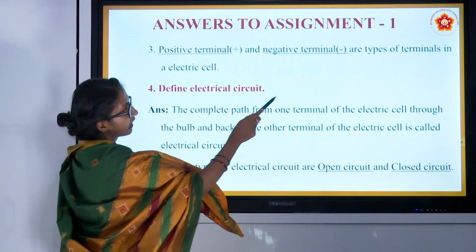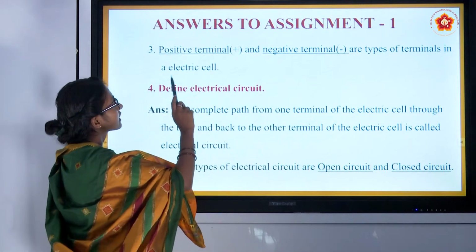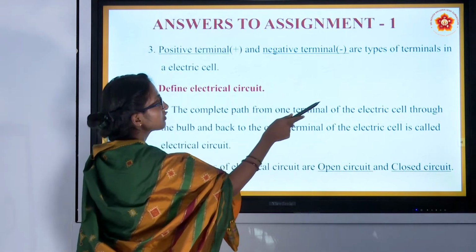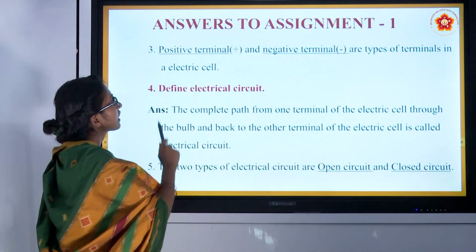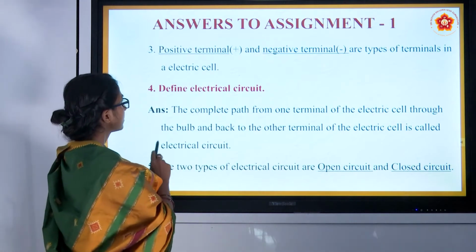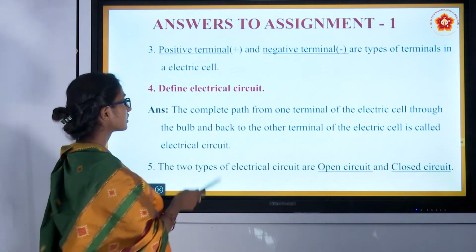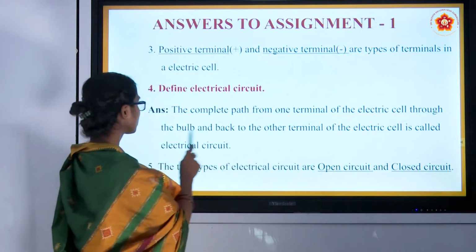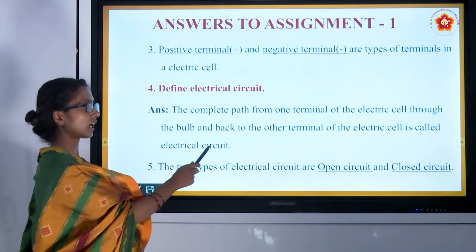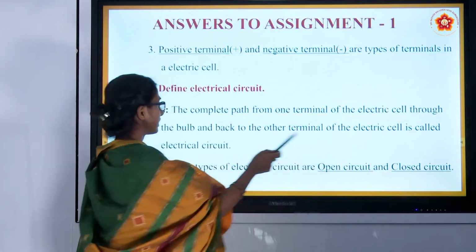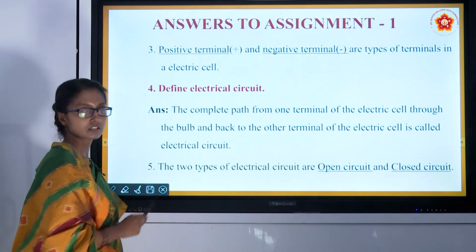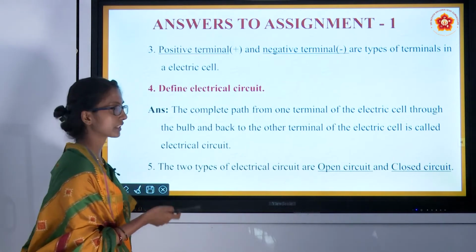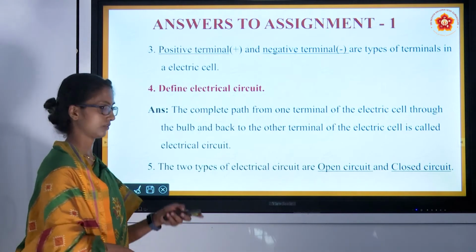Dash and dash are types of terminals in an electric cell. Positive terminal and negative terminal are types of terminals in an electric cell. Define electrical circuit. The complete path from one terminal of an electric cell through the bulb and back to the other terminal of the electric cell is called an electric circuit. The two types of electrical circuit are open circuit and closed circuit.